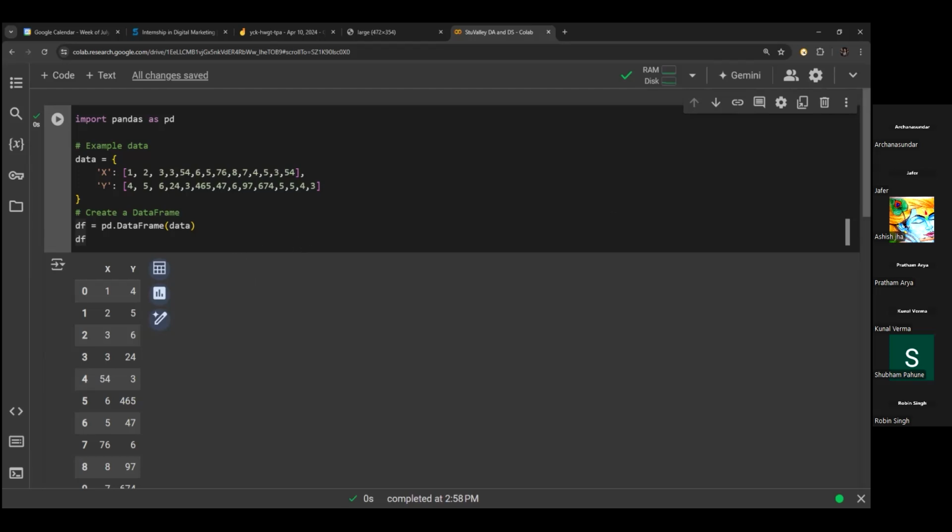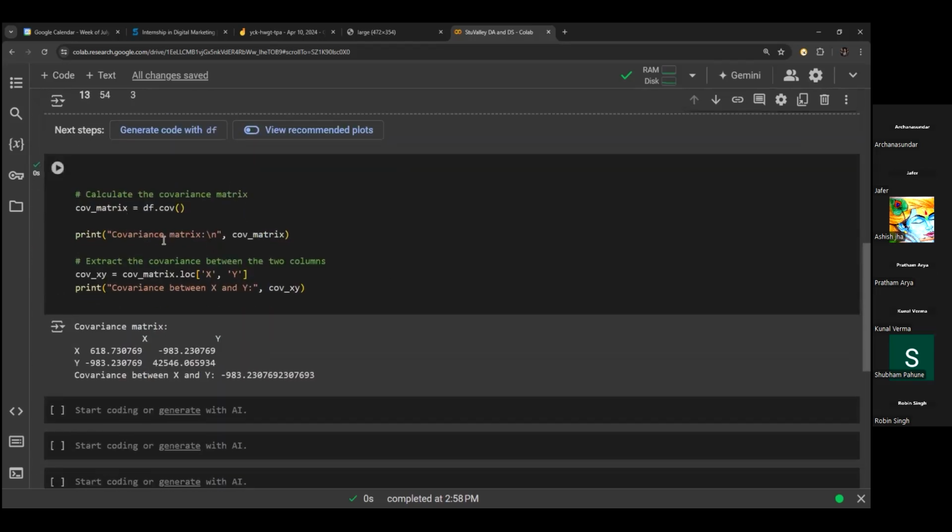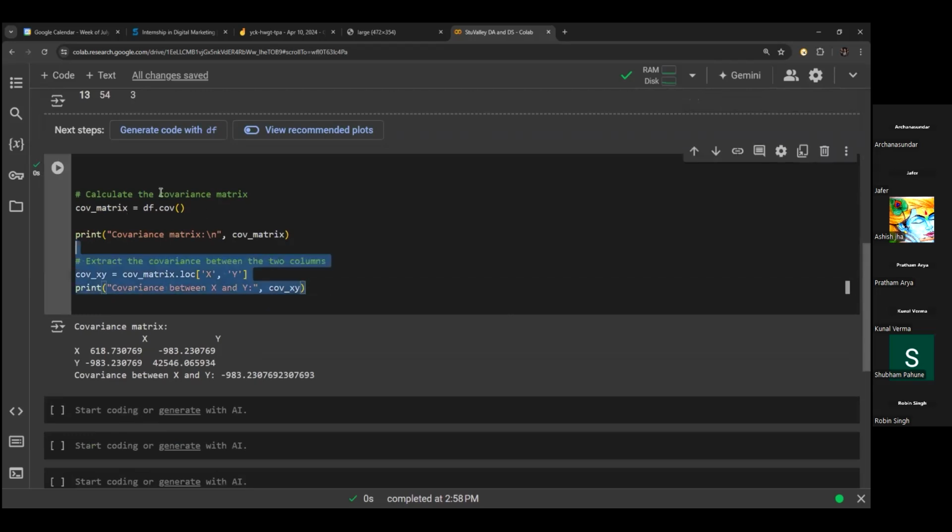Okay, all of you can copy this code, fine, and please try covariance by yourself. In the next session, we will do the next topic: Pearson correlation, Spearman, and all that.